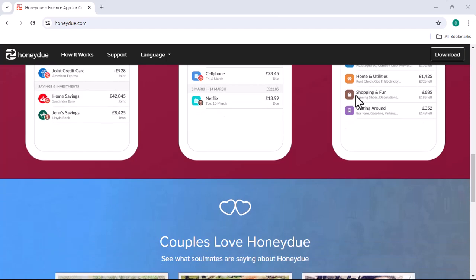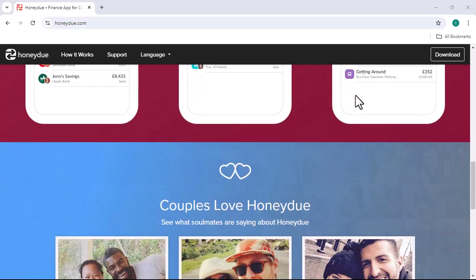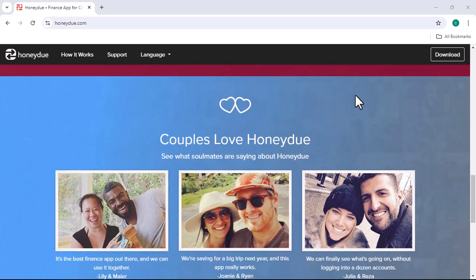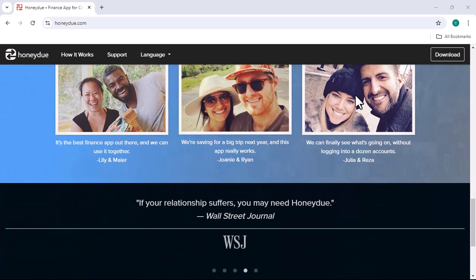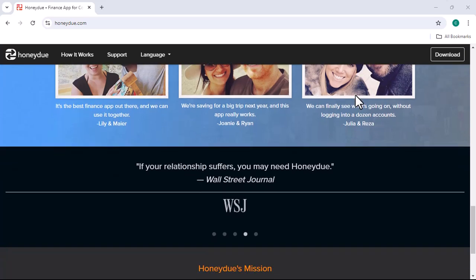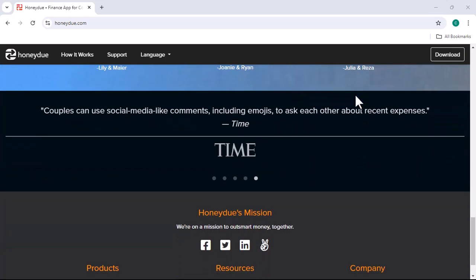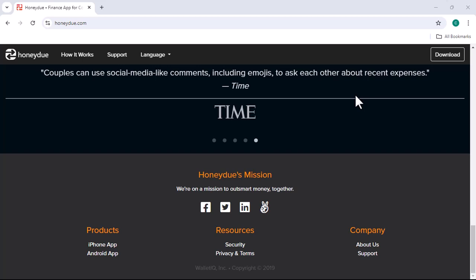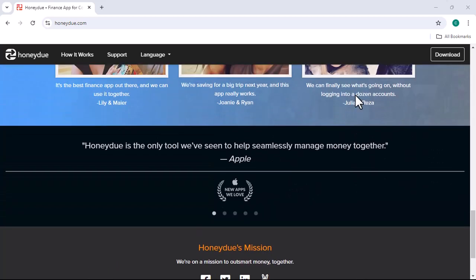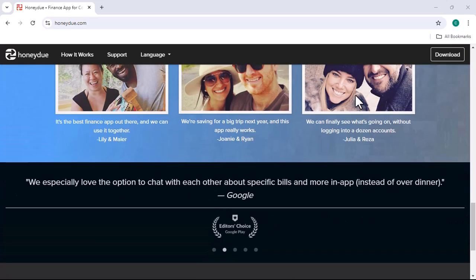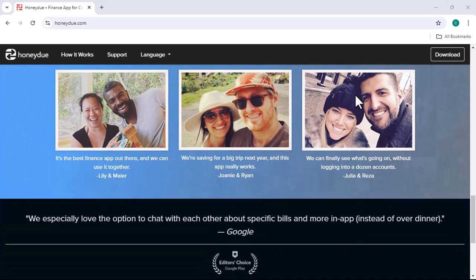But what if there was a magical app that could wave a wand and make all those financial frictions disappear? Enter Honeydue. Now, you've probably heard of it. It's that app everyone's talking about, the one that promises to save your relationship by saving you money. But here's the burning question. Is Honeydue actually available in the UK? Because if it is, it could be a game changer for couples struggling to find financial harmony.